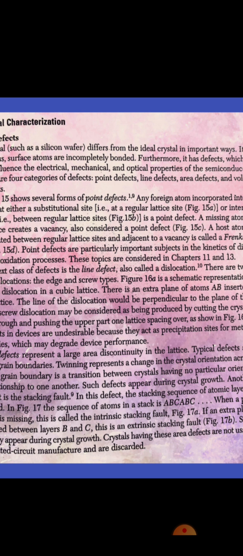Another area defect is called the stacking fault. In this defect, the stacking sequence of atomic layers is interrupted. The sequence of atoms in a stack of ABC when a part of layer C is missing is called the intrinsic stacking fault. If an extra plane A is inserted between layers B and C, this is an extrinsic stacking fault. Such defects may appear during crystal growth. Crystals having these area defects are not usable for integrated circuit manufacturing and are discarded.